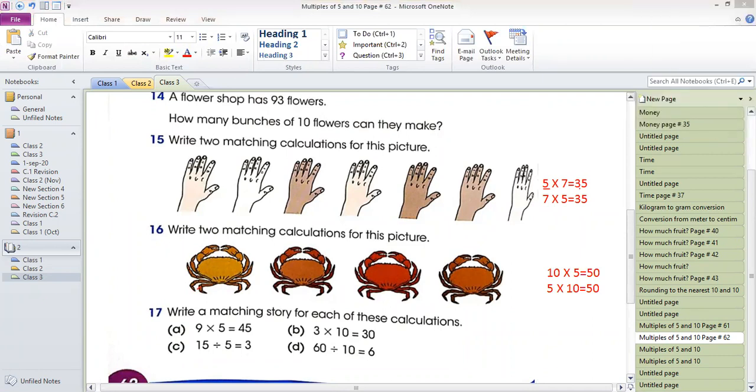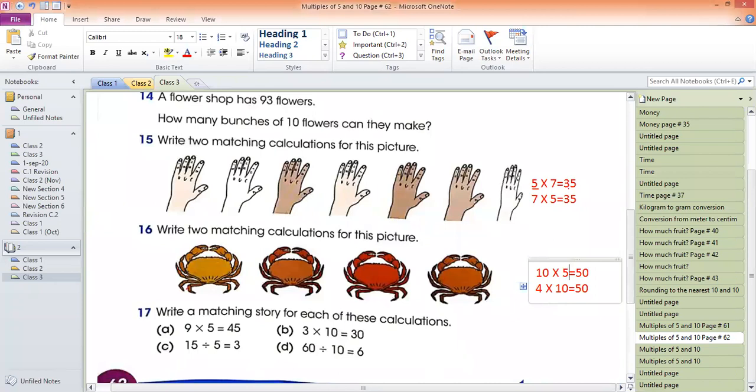Sir, it's four. It's four multiplied by ten. Yes, exactly, it is four. There are four crabs. It's not 1, 2, 3, 4. All right, there are four crabs. 10 by 4 equals 40, and 4 by 10 equals 40.